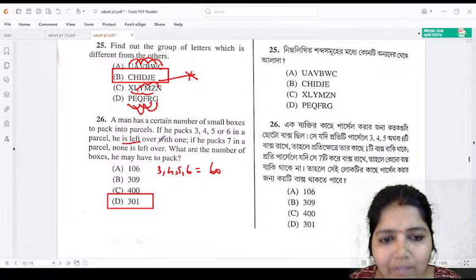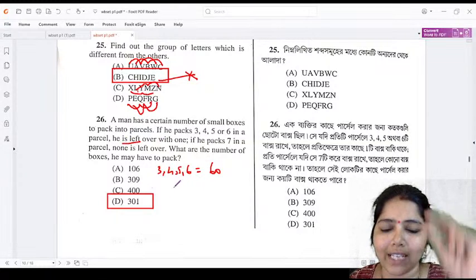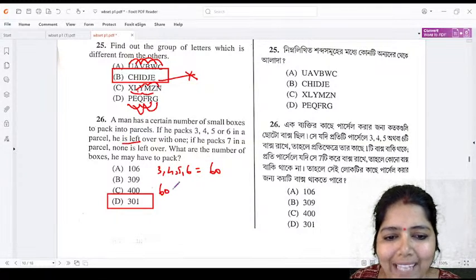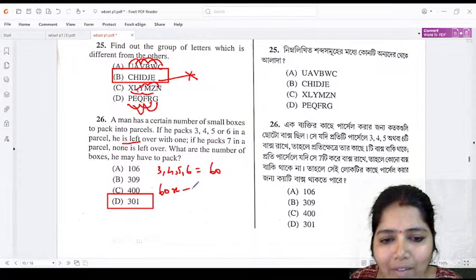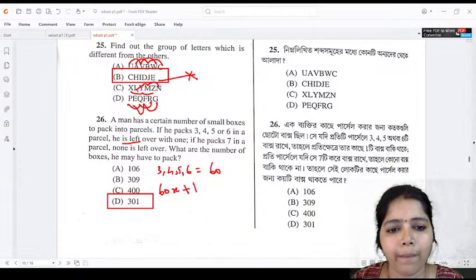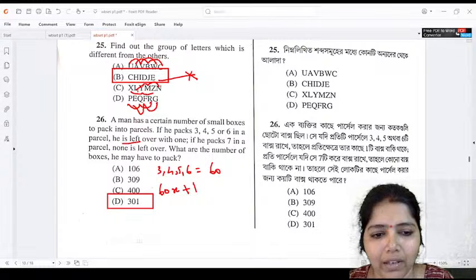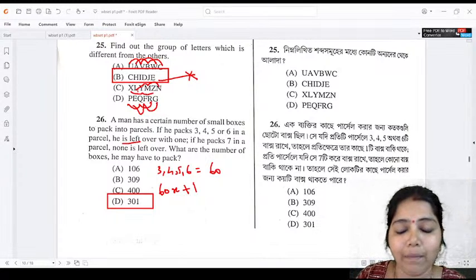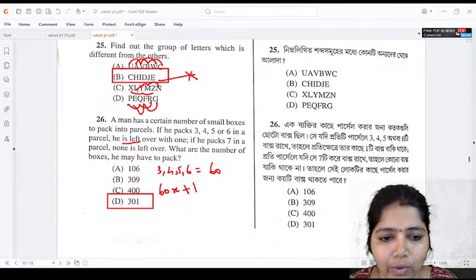Then they are telling us 1 will be left. I don't know the exact number of packs, so let that be X, and 1 will be left in the box. So that is plus 1. Now they are going to make it 7 in a pack. If they pack 7 in a pack, there is no remainder, they are telling you.